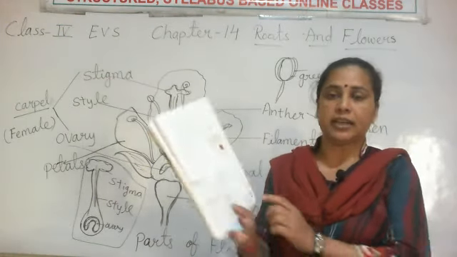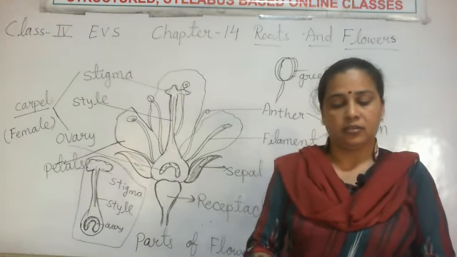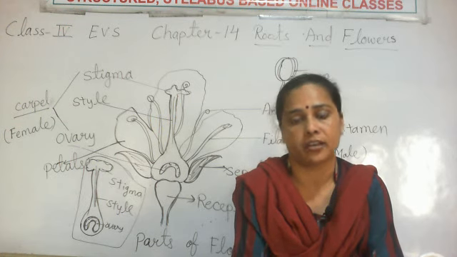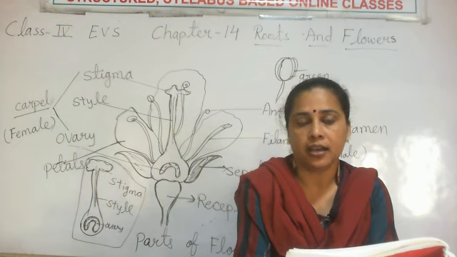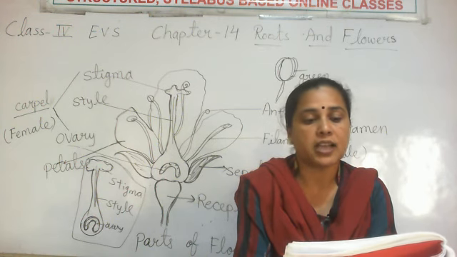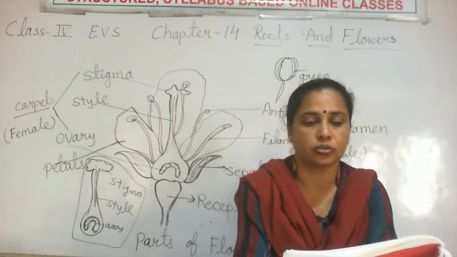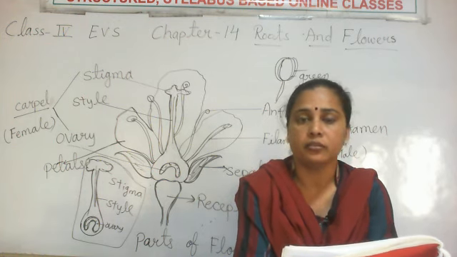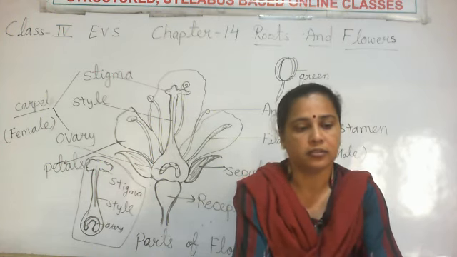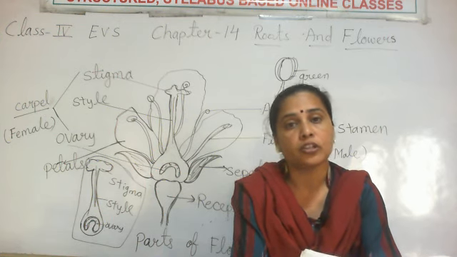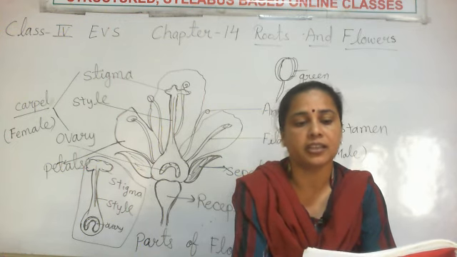Now come to page number 97. Uses of a flower. What are the uses of flowers? Flowers have a special place in our lives. First point, flowers are used as decorative items in houses, offices and restaurants. Flowers are used for worship. Yes, for the puja we use flowers. On special occasions, we also make rangoli with flowers. Some women wear flowers in their hair.